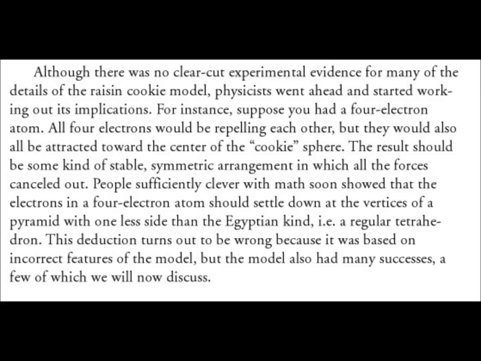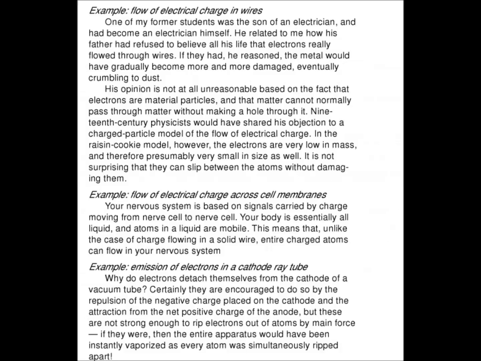People sufficiently clever with math soon showed that the electrons in a 4-electron atom should settle down at the vertices of the pyramid with one less side than the Egyptian kind, i.e. a regular tetrahedron. This deduction turns out to be wrong because it was based on incorrect features of the model, but the model also had many successes, a few of which we will now discuss.